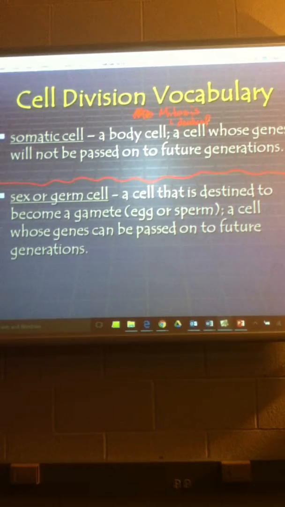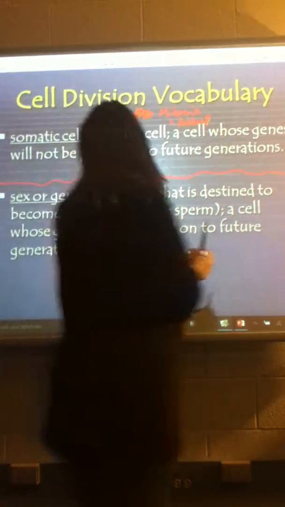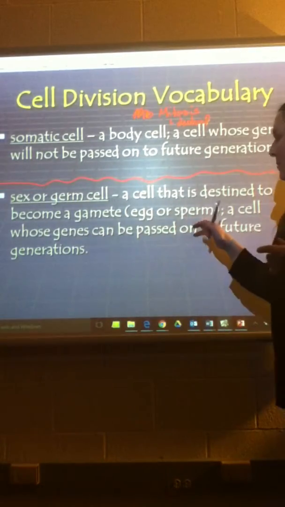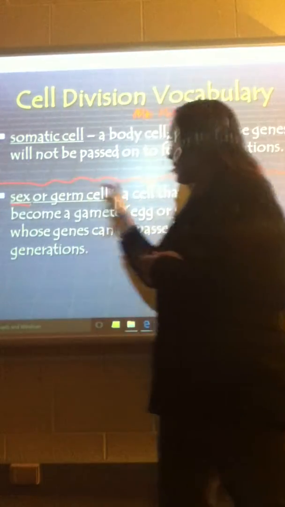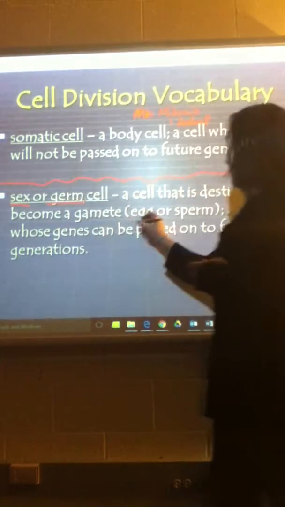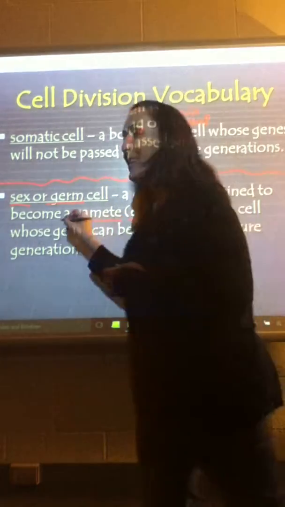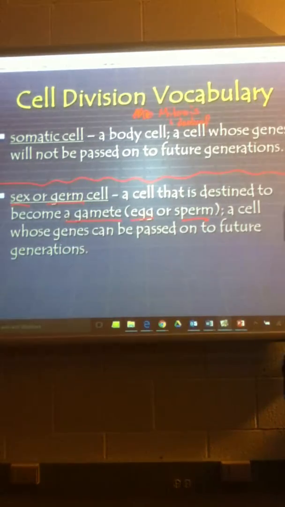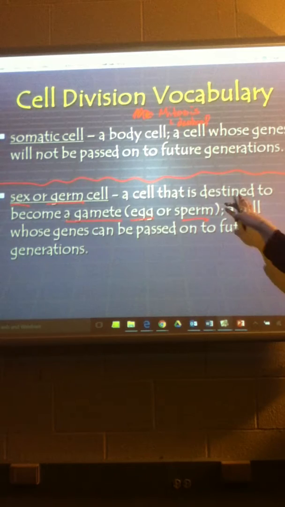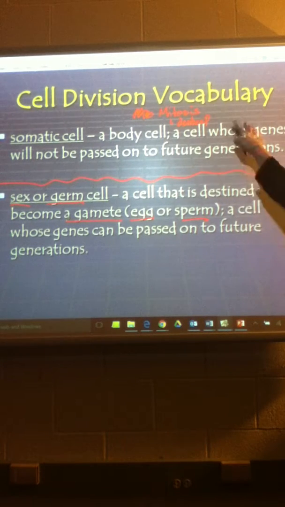Now, of course, in biology, everything has to have multiple names for the same thing. So you can call your eggs and sperm sex cells. You can call your eggs and sperm germ cells. You can call them eggs. You can call them sperm. You can call them gametes. They're all the same thing. They are all not somatic cells.